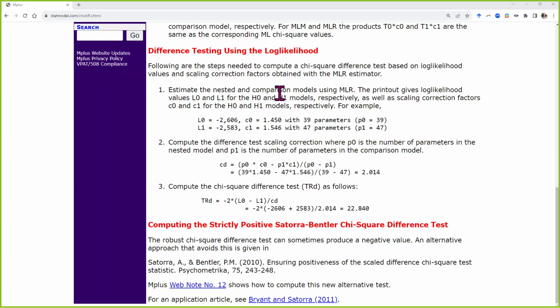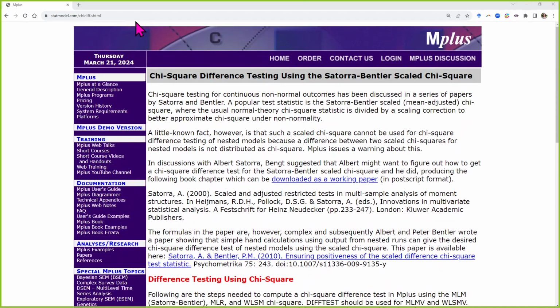So that's this page that you can find on, again, the M+ website, which is not mplus.com. Apparently that was taken. It's statmodel.com. So I have this bookmarked. It's just easier that way.